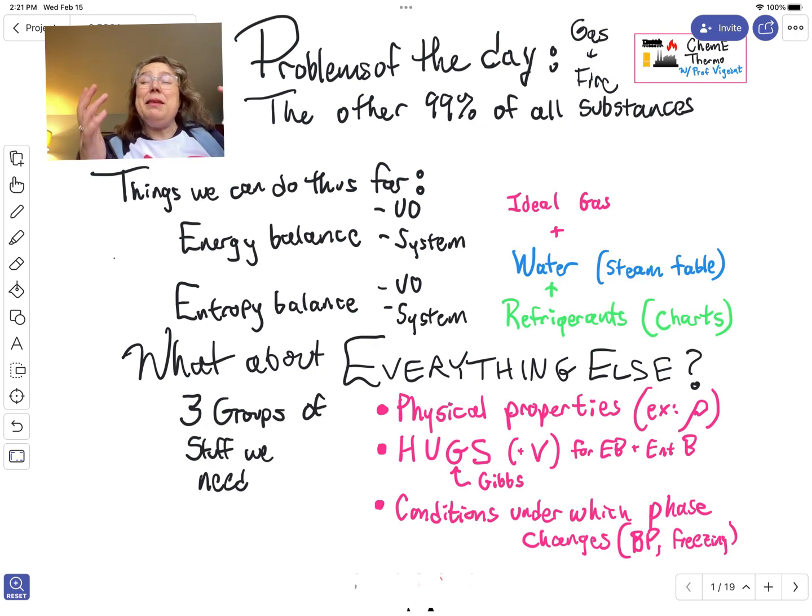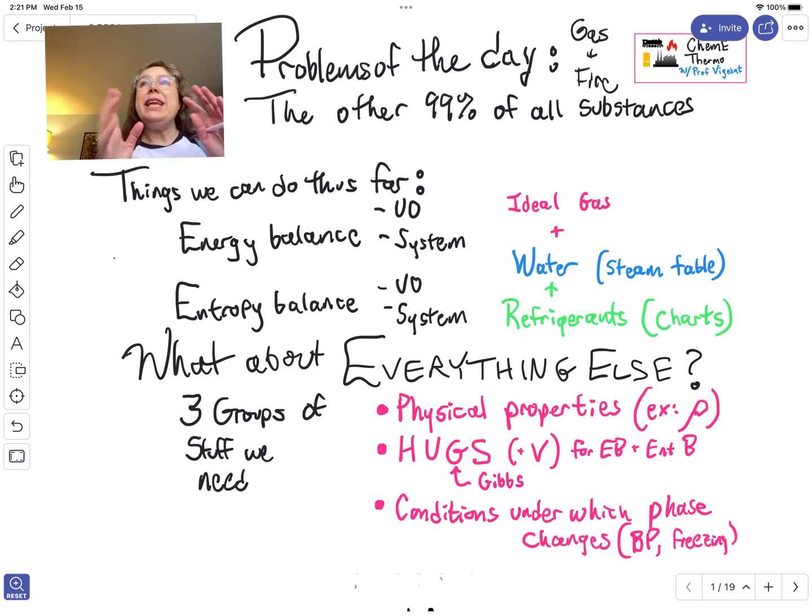But you know, most of the world is not those things. So going forward, we need to be able to describe everything else, like all the other stuff that the world is made out of that isn't ideal gas, water, and R134a. So what are we going to do?